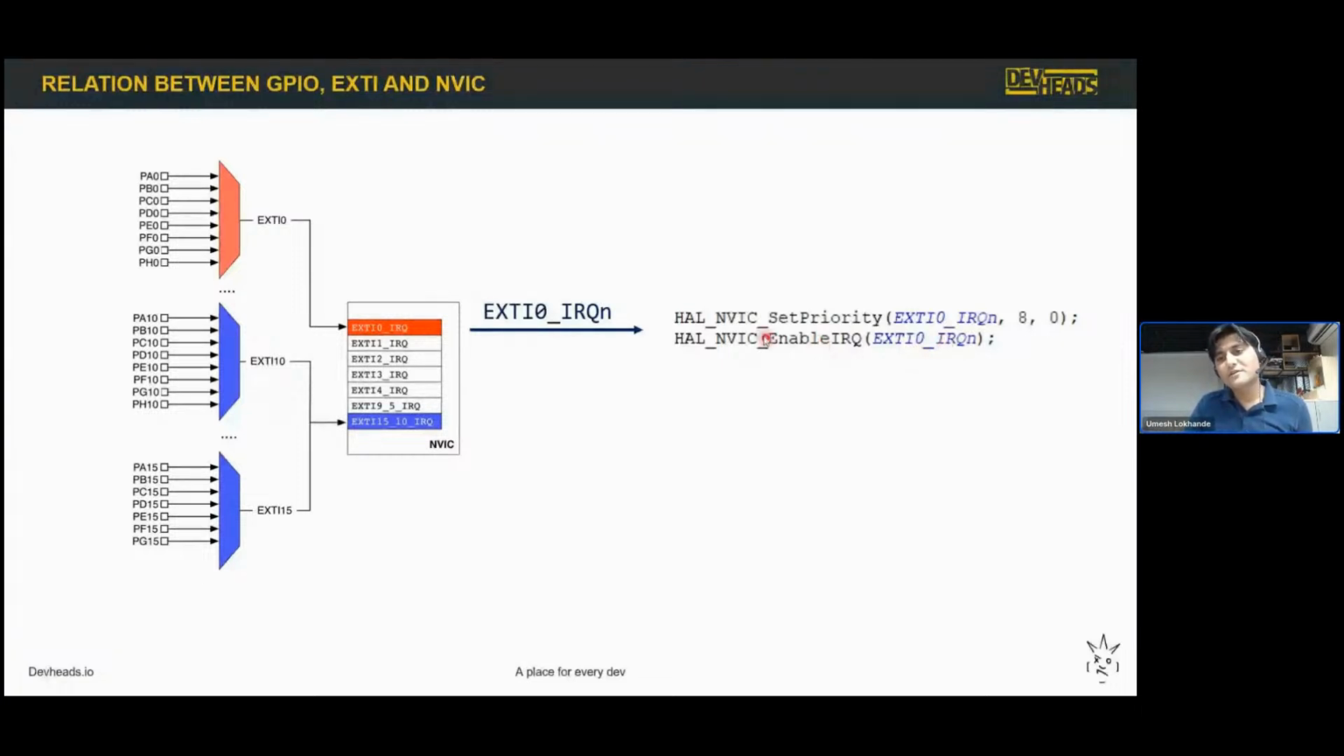And then quickly we call another function, HAL NVIC set priority, and we set the priority for external interrupt 0 as number 8. So we are setting the priority of the first interrupt as 8, and the 0 is basically a sub priority. So we are not dealing with the sub priority concept here. That's more advanced, but let's keep the discussion to just the priority.